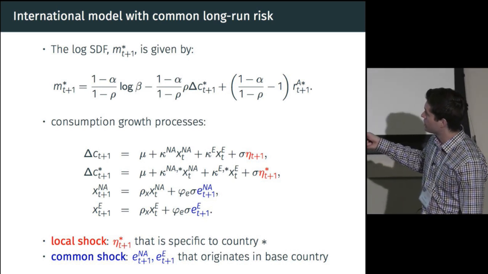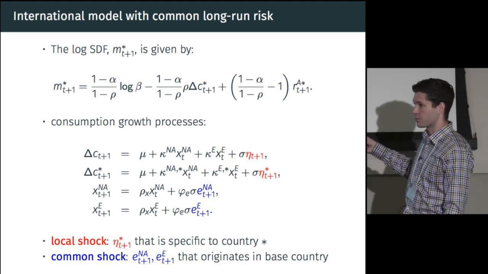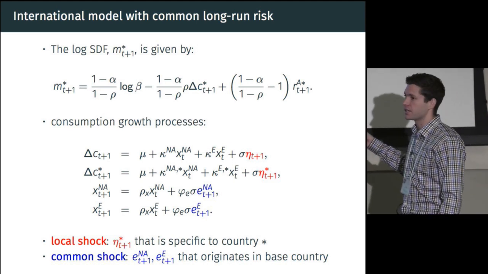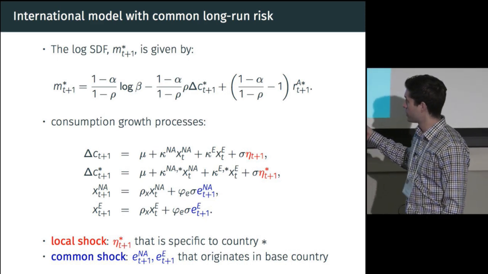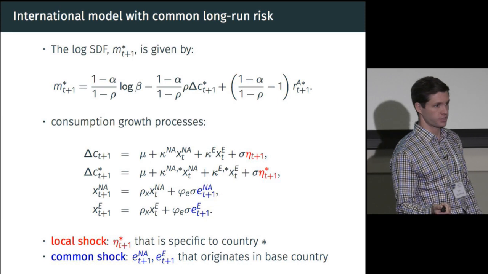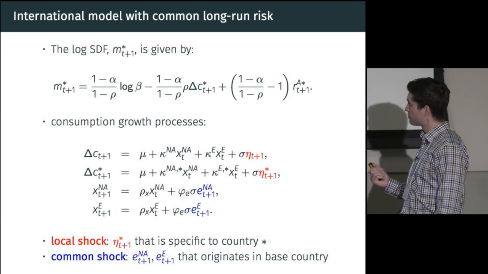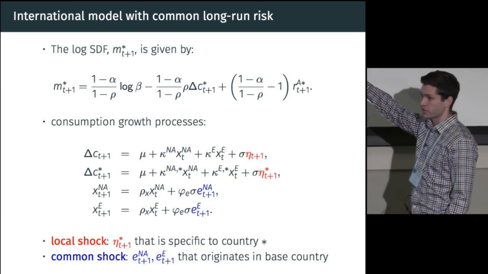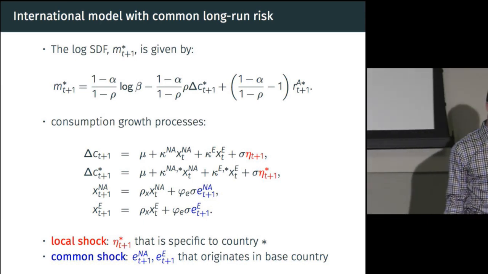The base country, or the home country, is going to have a loading kappa NA on this first persistent component, and a loading kappa E on the second persistent component of consumption growth. The foreign countries are similarly going to have loadings on the persistent components of consumption growth, but they're going to be different loadings. There's going to be heterogeneity in exposure to these global shocks to consumption growth.